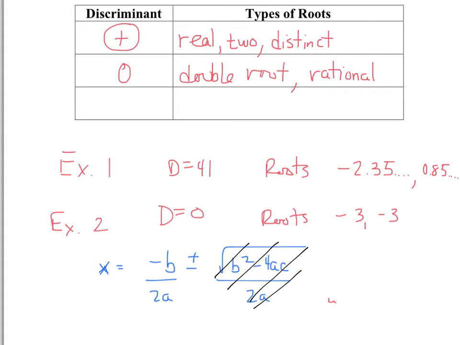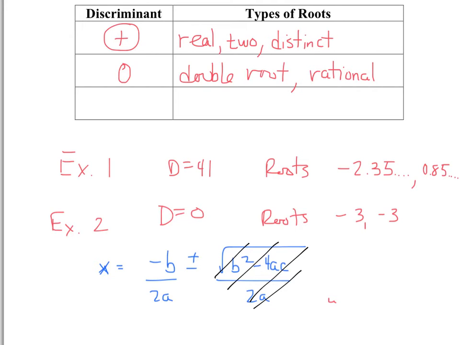You're left with negative b over 2a plus or minus 0. Well, what's 5 plus 0 and 5 minus 0? They're both still just 5. There's no change. So as a result, whenever the discriminant is 0, as you can see here, you end up with just negative b over 2a as your repeated root. That's why your answer was negative 3 and negative 3.